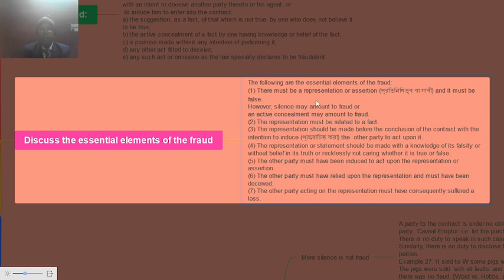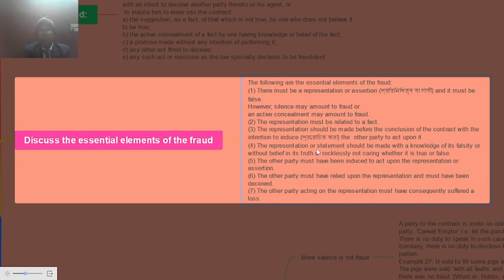Number 1. There must be a representation or assertion and it must be false. However, silence may amount to fraud, or an active concealment may amount to fraud. Number 2. The representation must be related to a fact. Number 3. The representation should be made before the conclusion of the contract with the intention to induce the other party to act upon it.